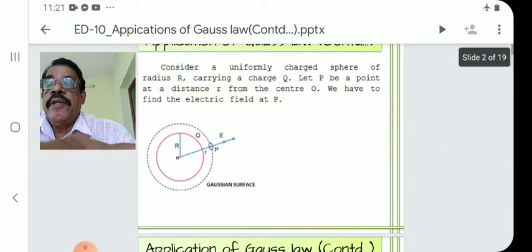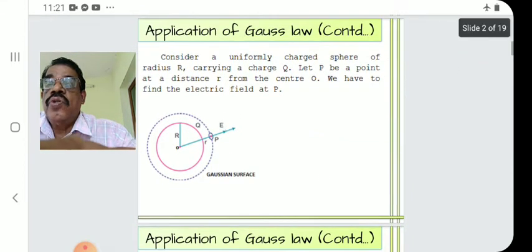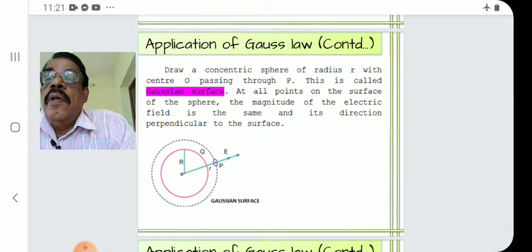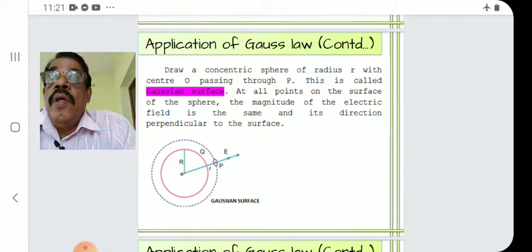The blue marked sphere, that is the Gaussian surface. How to draw the Gaussian surface? Draw a concentric sphere of radius r with the center O passing through P. This is called the Gaussian surface. At all points on the surface of the sphere, the magnitude of the electric field is the same and its direction is perpendicular to the surface.